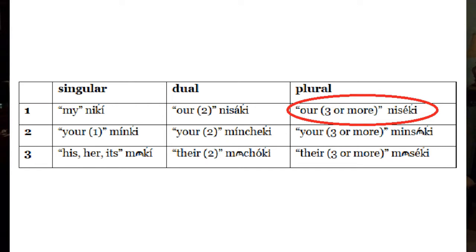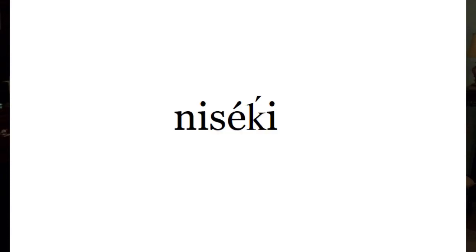We, more than two people, is nisam. Us, more than two people, is nisa, and our, talking about more than two people, is niseki. Repeat, niseki.